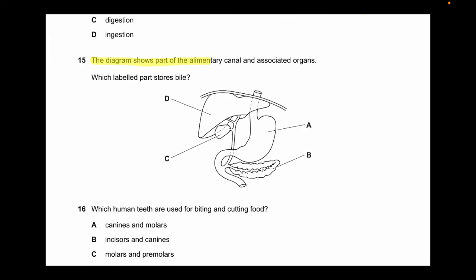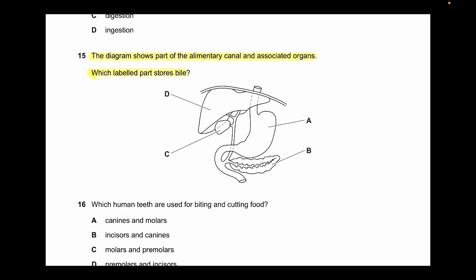The diagram shows part of the alimentary canal and associated organs. Which labeled part stores bile? Now we can see D is liver, A is stomach, B is pancreas, and C is gallbladder. Now, bile is produced by the liver, but it is stored in the gallbladder. So option C, gallbladder, will be the correct answer.